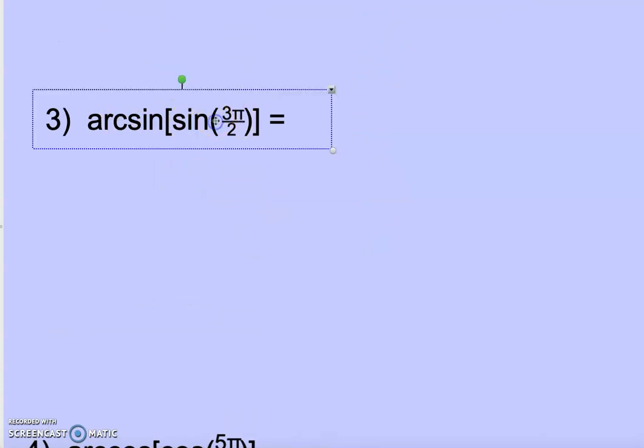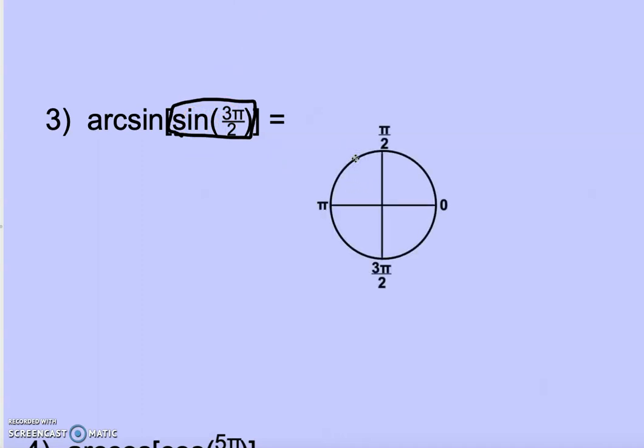So let's take a look at this, the arcsine of the sine of 3 pi over 2. I'm going to start right here in the innermost set of parentheses, and that's the sine of 3 pi over 2. Now what is the sine of 3 pi over 2? Well, it's just sine, not arcsine. So I'm going to take a look at the unit circle, and the sine of 3 pi over 2 is right here. I know what that is. That's -1. So this just becomes the arcsine of -1.